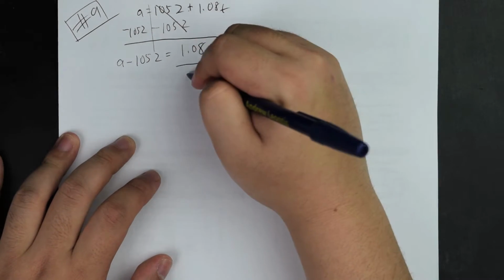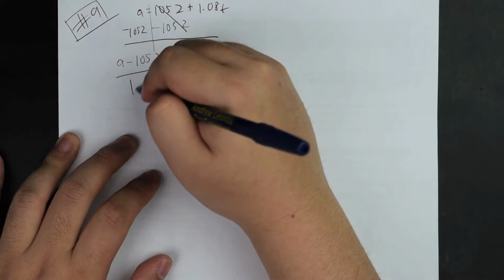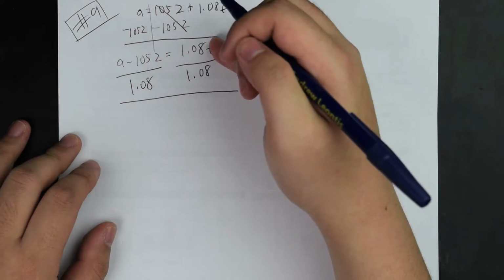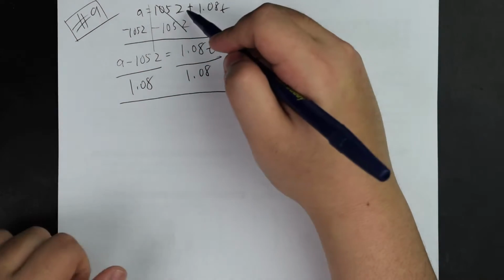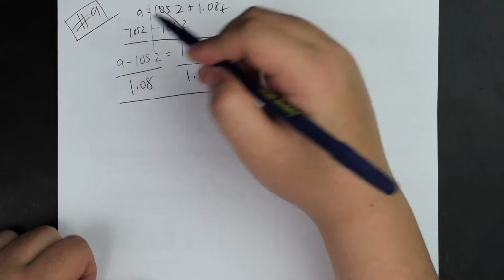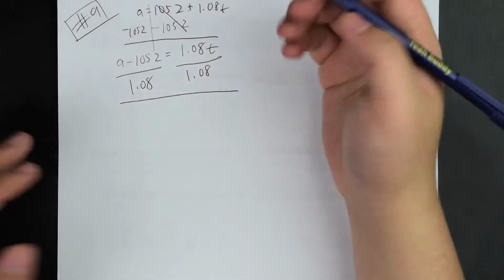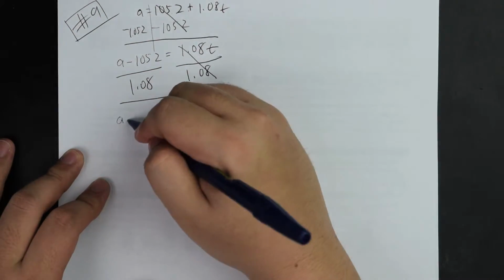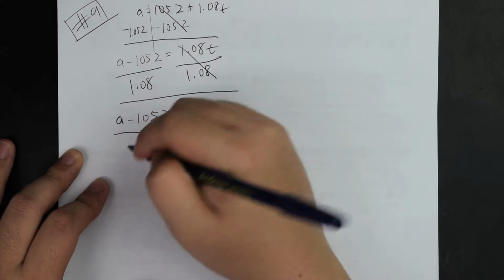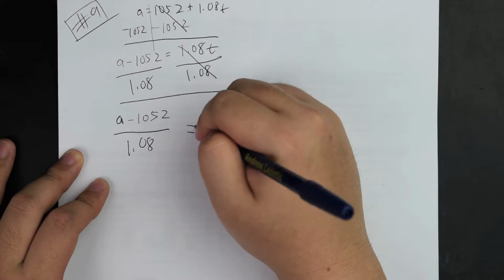Afterwards, what I did was I divided by 1.08, because I'm not going to subtract something that's being multiplied. I need to do the exact opposite. Just as much as this number is being added to this equation, I need to do the exact opposite and move it to the other side. And so I need to divide. And what happens is that I'm going to have the final answer A minus 1052 divided by 1.08 equals t.